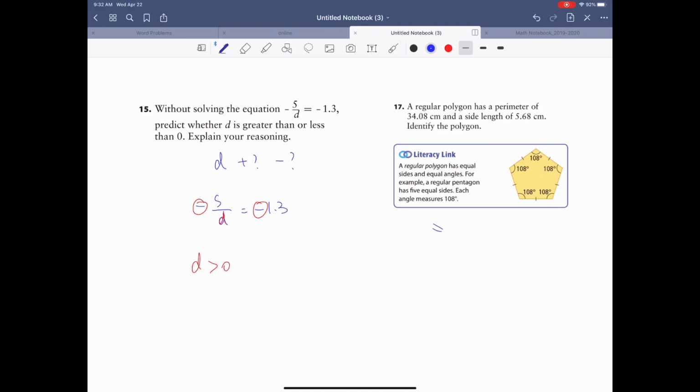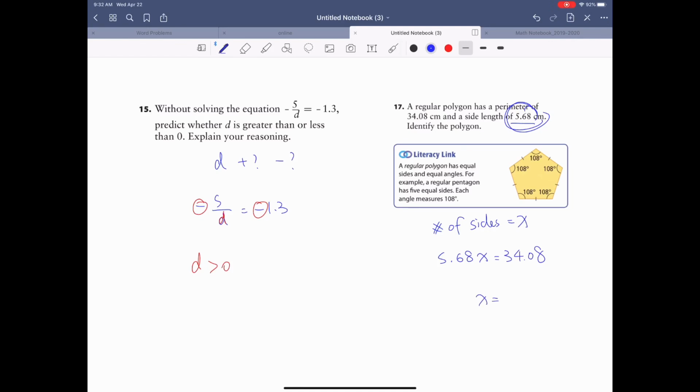So number of sides is x. Okay, side length is this. So if you have one side, the perimeter is just this. If you have two sides, it's this times 2. If you have 3 sides, it's this times 3. Okay, so basically if you have x sides, then it's 5.68 x equals the whole perimeter, which is this.